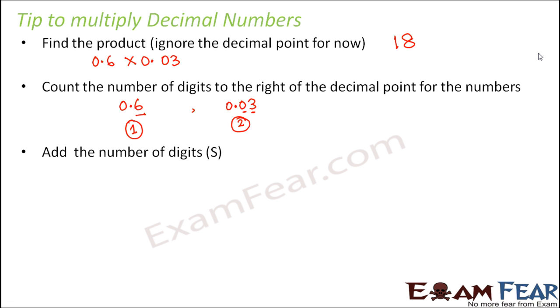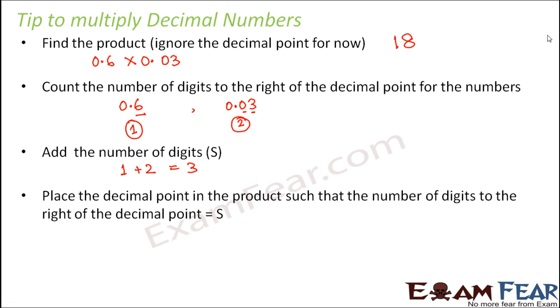Now let's look at step number 3. It says add the number of digits. That means whatever number of digits we counted in step 2, let's add them. So 1 plus 2 is equal to 3. Perfect. Here I have denoted the number of digits as s. So the value of s in this example is 3. So this is also done.